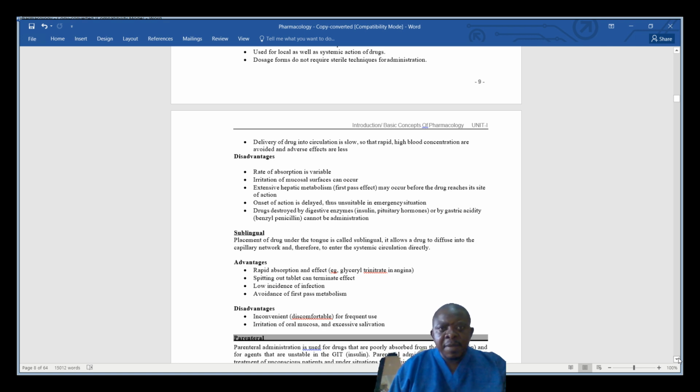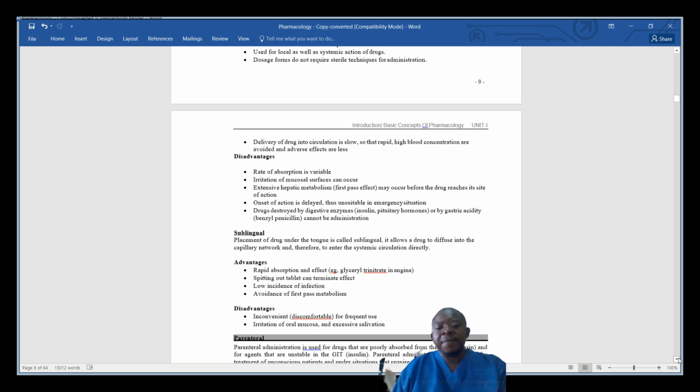Okay, then maybe the fifth disadvantage is that drugs can be destroyed by digestive enzymes like insulin, pituitary hormones, or by gastric acid. For instance, when you talk of benzyl penicillin, it can be destroyed by digestive enzymes, so it cannot be administered through the oral route. So now we have talked about the advantages and the disadvantages of the oral route of drug administration.